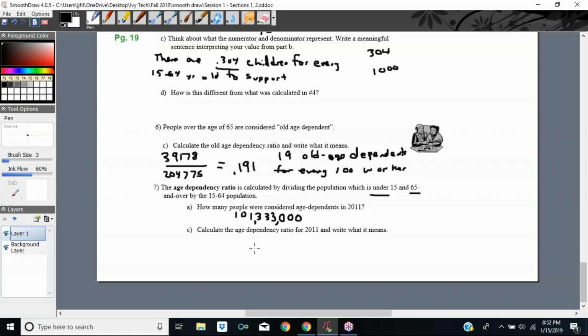Okay. So it says calculate the ratio. So we're going to do the 101,333 divided by the 204,775. So let me write this down. 101,333 divided by 204,775. And we get 0.495.